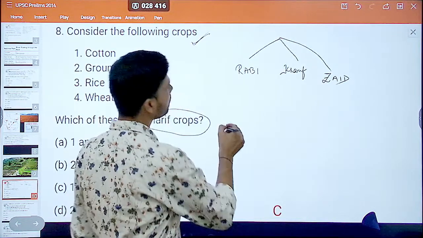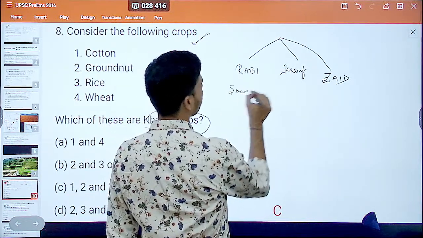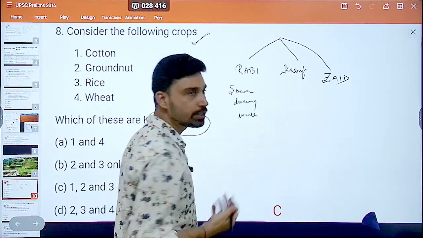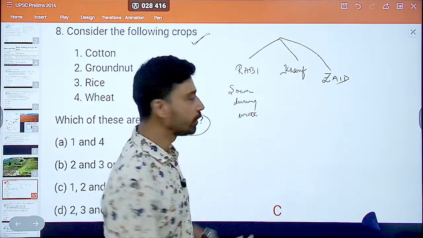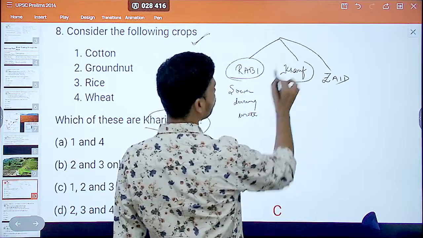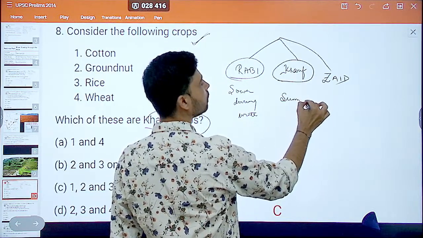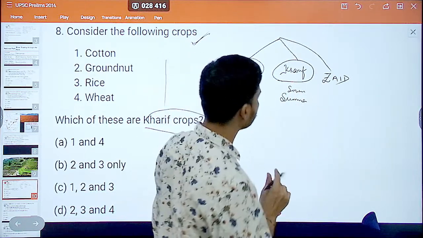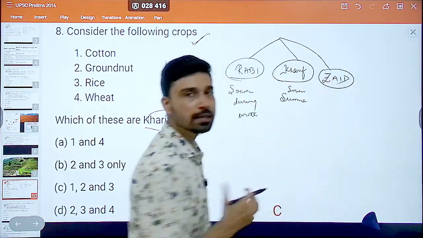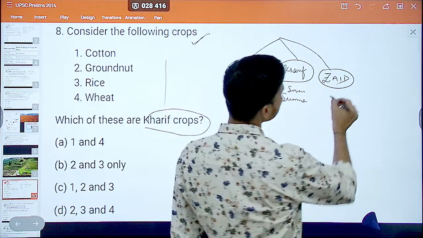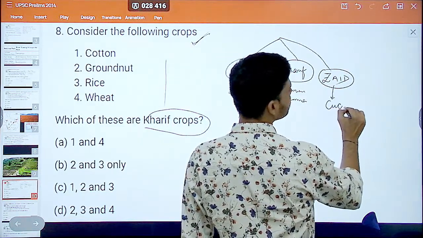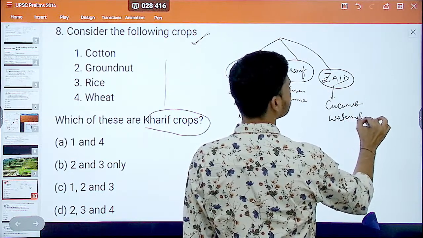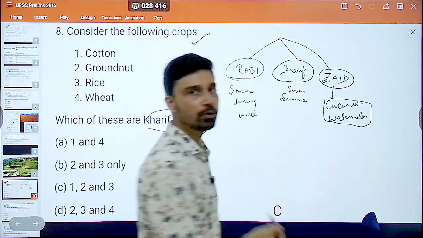So, Rabi crops are such crops which are sown during winters. That means if it is sown during winter, it will be harvested during summer. Kharif crops are such crops which are sown during summer. So, if they are sown during summer, it means they will be harvested during the winter season. And Zaid crop is in between them. These are between the summer season and winter season. Seasonal crops such as cucumber and watermelon are notable examples of Zaid crops.